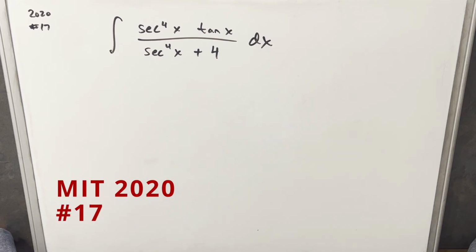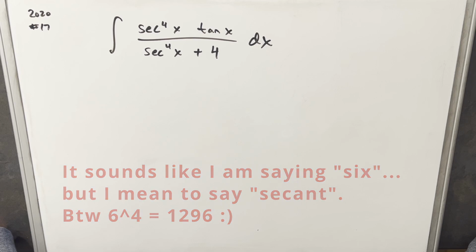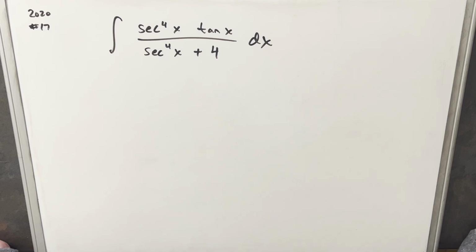Hey, thought I would try another integral today. We have one here. This one's from MIT 2020, problem 17. We have the integral of secant to the 4th x tan x over secant to the 4th x plus 4 dx. Okay, I think there's quite a few ways to do this, and what I want to do is start off with a straightforward approach.